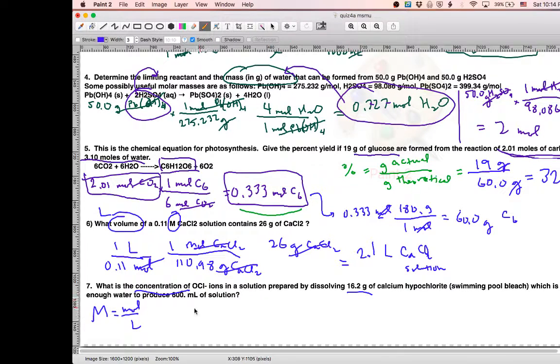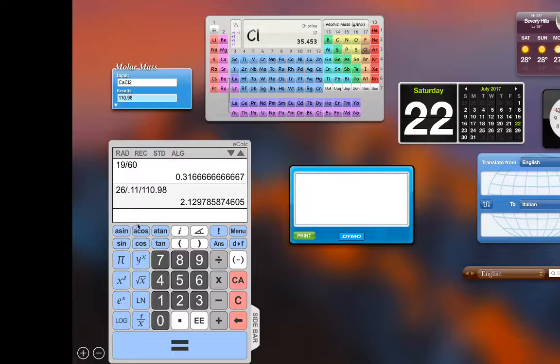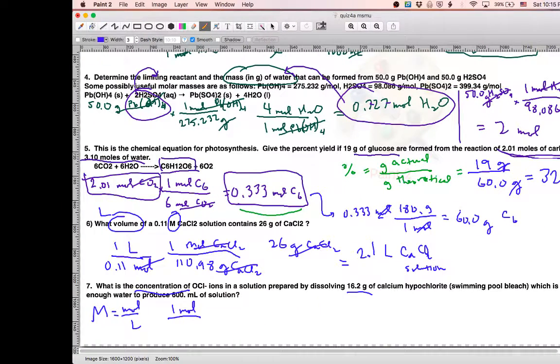This is grams, so I know that in 1 mole of calcium hypochlorite, which is Ca(OCl)2, there are 142.98 grams of calcium hypochlorite.